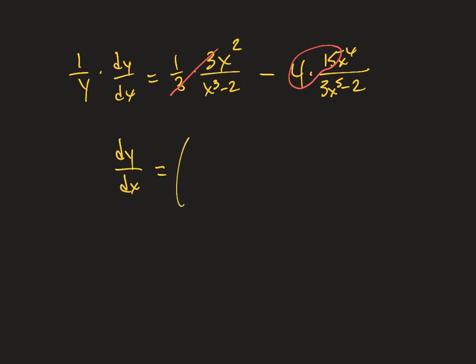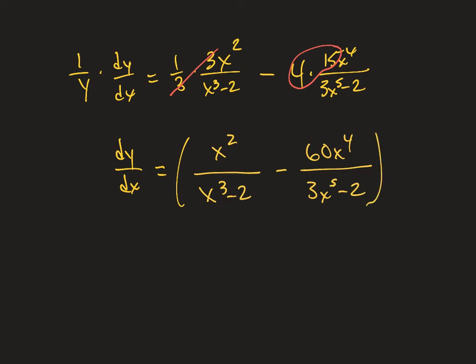So this is going to be x squared over x cubed minus 2 minus 60x to the 4th over 3x to the 5th minus 2. And then I have to multiply both sides by y to get that y to cancel, right? So that'd be like this. I take this and multiply it by y, and this y cancels. And I'm going to take the whole thing over here and multiply by y.